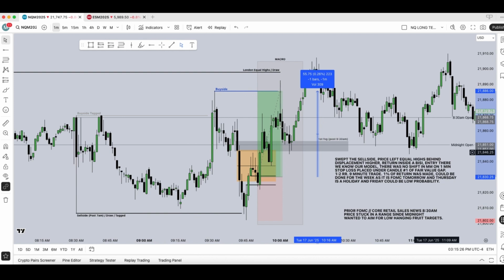The price retraced all the way back down to the first presented fair value gap. Notice how the candlestick bodies are closing in the upper half and the wicks are doing the damage. Then we quickly expand higher into the London equal highs.